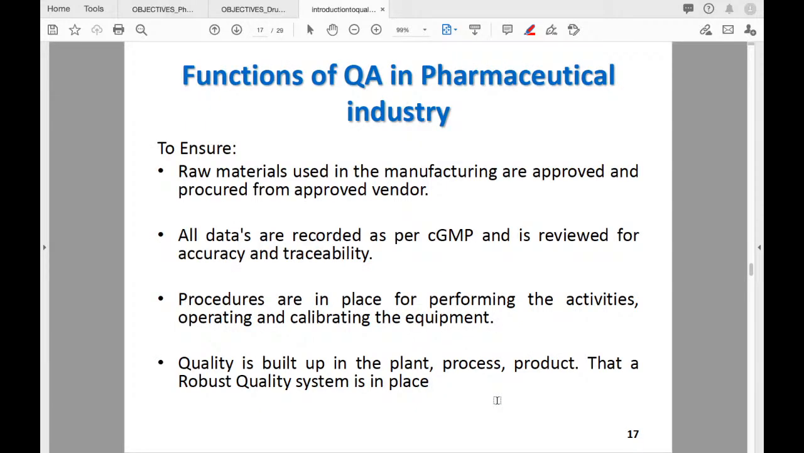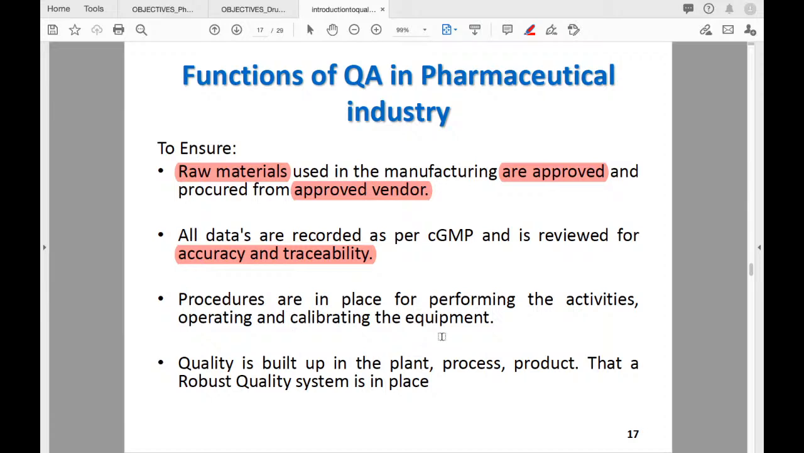So what are the functions of quality assurance in the pharmaceutical industry? Basically, it is done to ensure that raw material, because we also have to use raw material in that, used in the manufacturing is approved and procured from the approved vendor. They should be all good, there should be no contamination, it should be totally pure and with no deficiency in them. And all data that are recorded as per CGMP is reviewed for accuracy and traceability.